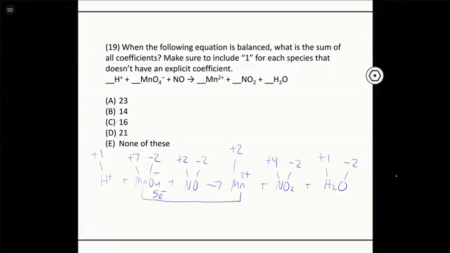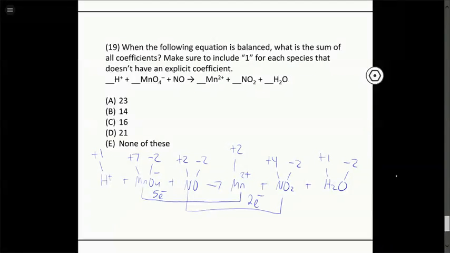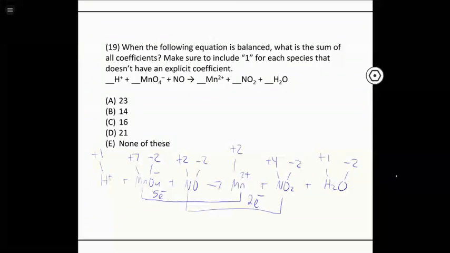And then the other species that's changing is nitrogen. Nitrogen goes from +2 on the reactant side to +4 on the product side. So that's a difference of 2, so we have a 2 electron change for nitrogen. And we need these number of electrons to balance. So the number of electrons has to be the same for both what we call half reactions.